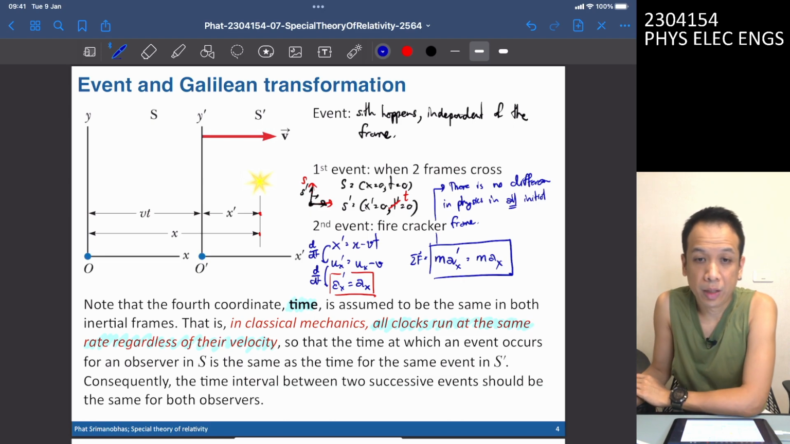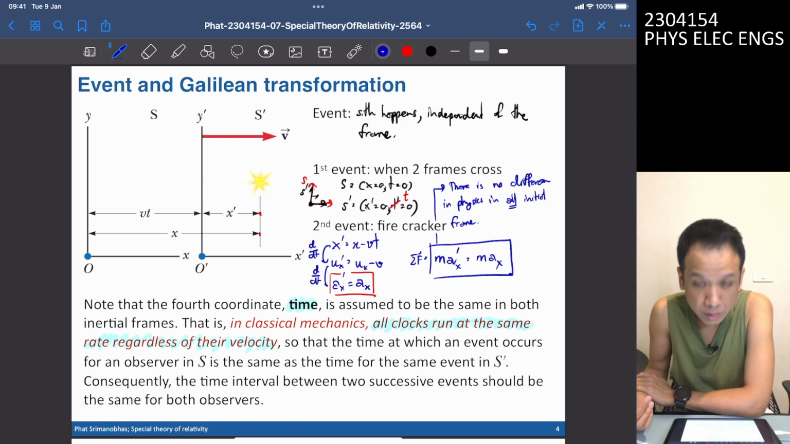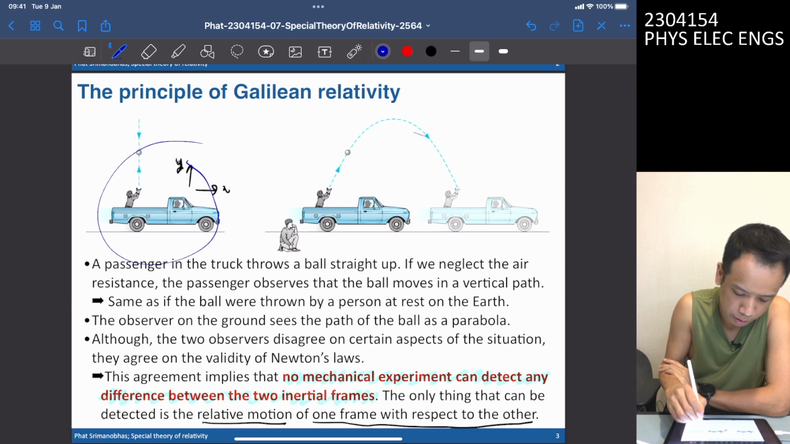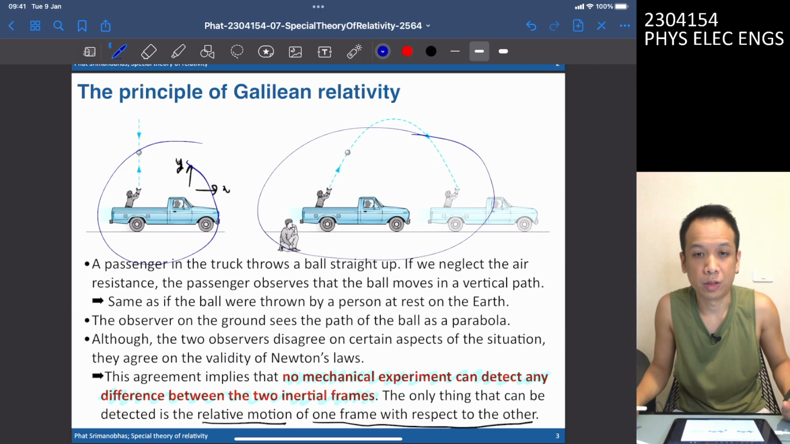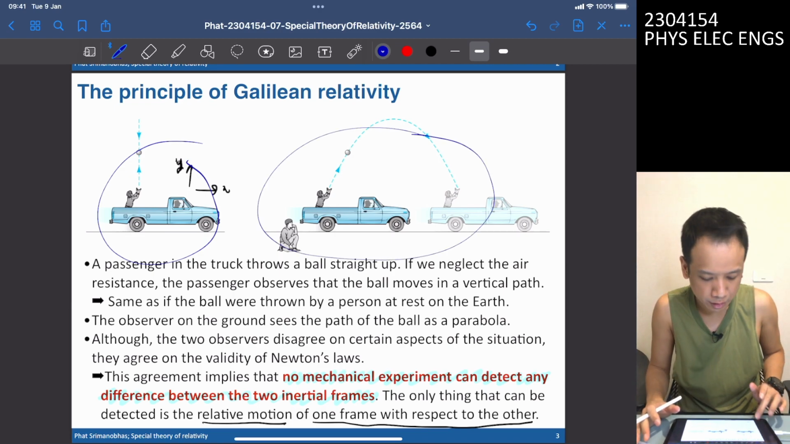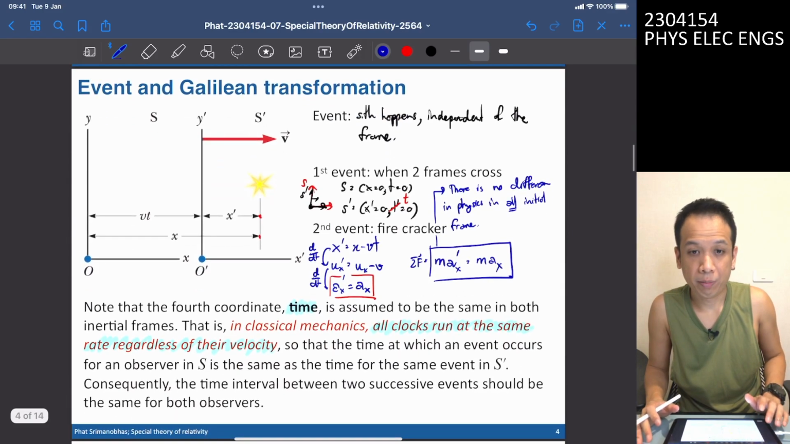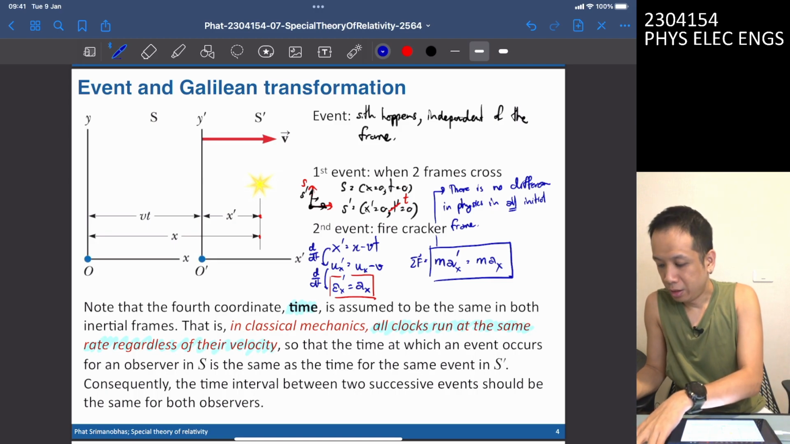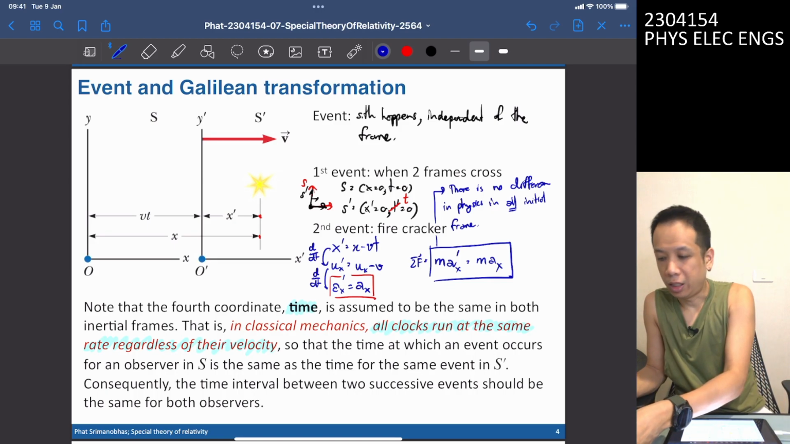So what does it mean? It means that if you want to describe any event, go back to this one, you want to describe this event, the ball goes up and falls down, you can use this frame or you can use this frame. It's whatever you want. It's the same. So choose the frame that fits you, easy to solve, then you use that frame. Okay, so this is the key point of the Galilean transformations.